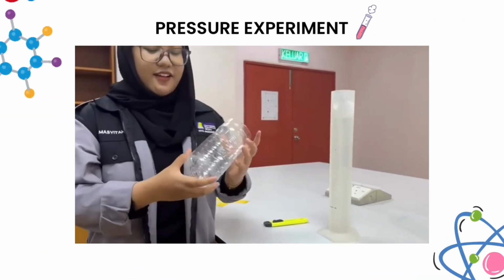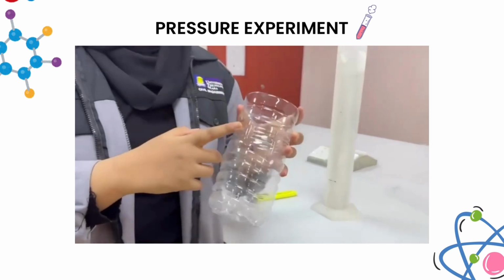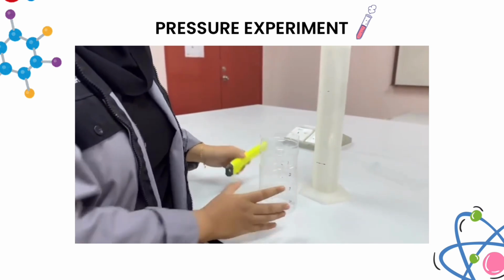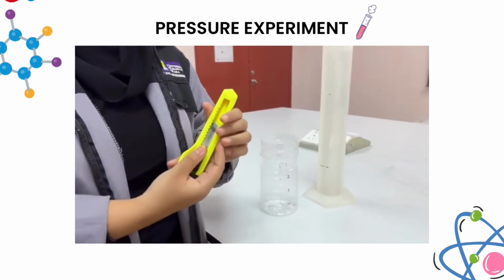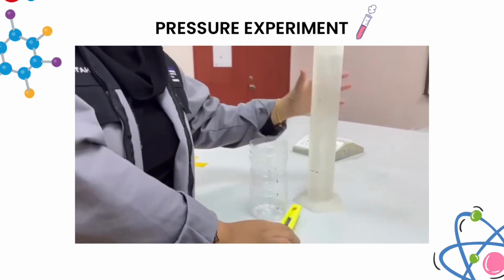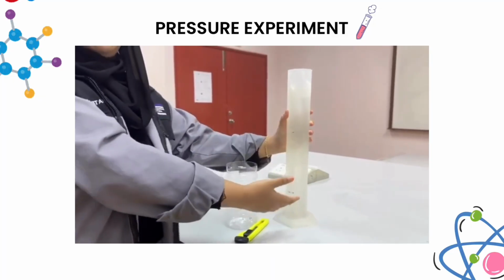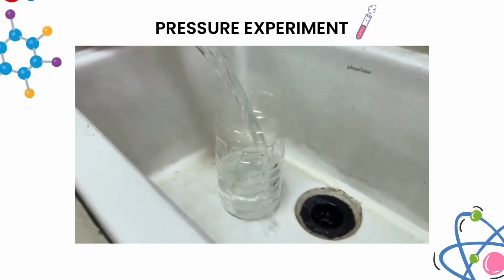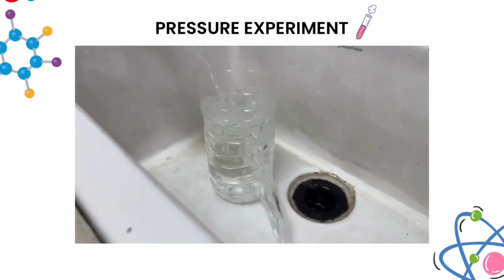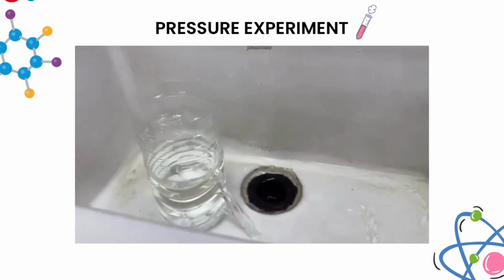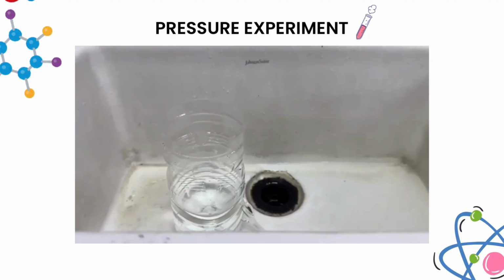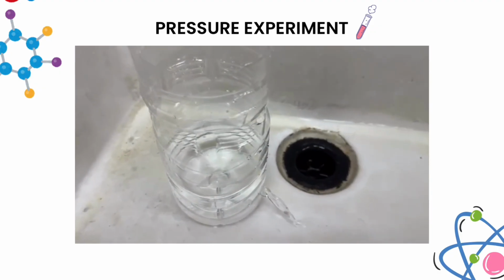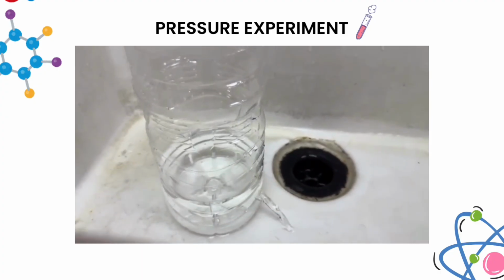Water bottle that has 4 holes inside with a 3 centimeter gap. And then we have a knife and also water. The observation: water jets from lower holes travel farther horizontally than those from higher holes. This shows that the deeper the hole, the greater the water pressure, resulting in a stronger and longer reaching stream.